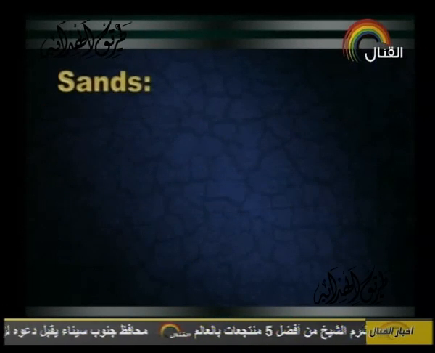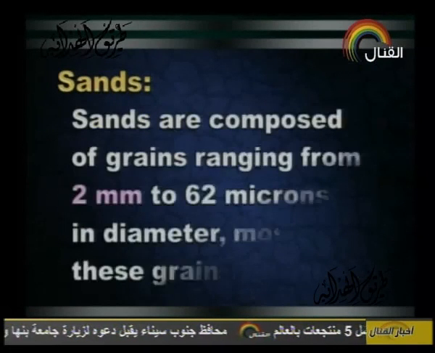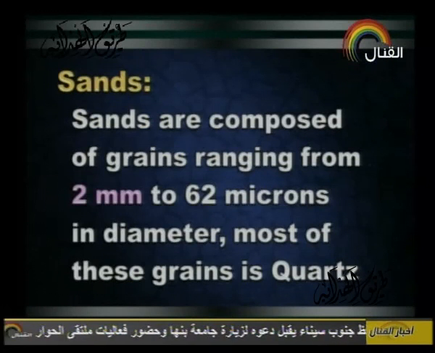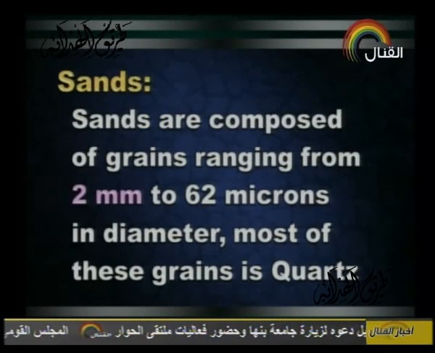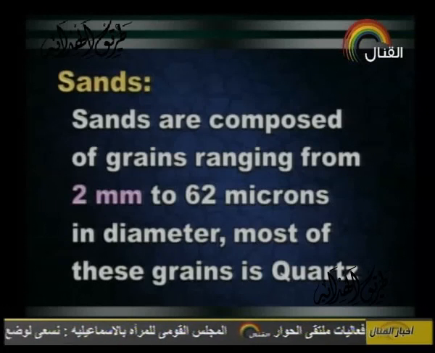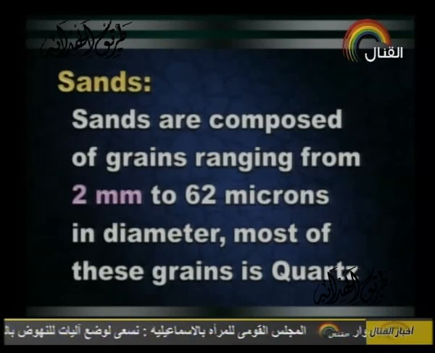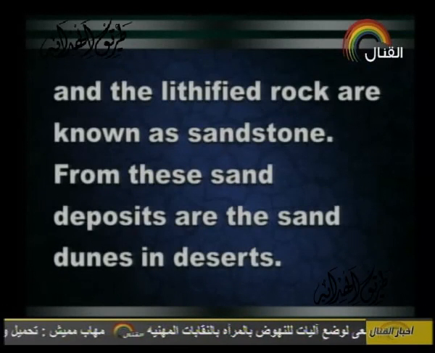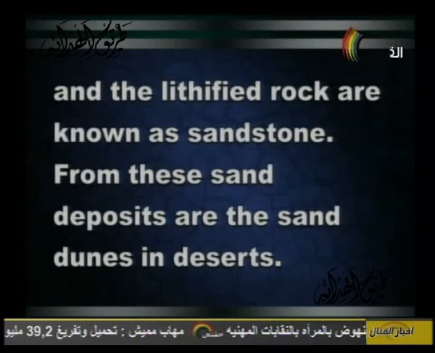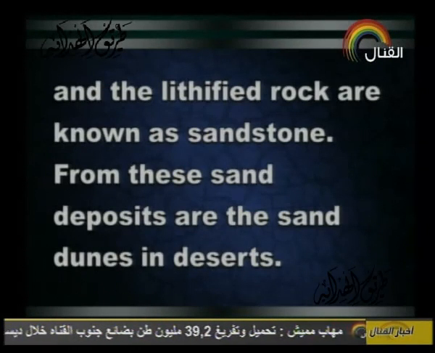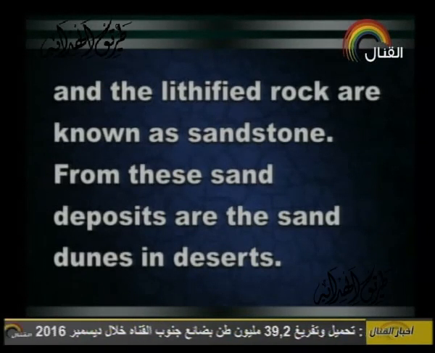The second type is sands. Sands are composed of grains ranging in size from 2 millimeters to 62 microns in diameter. Most of these grains are quartz, and the consolidated rocks are known as sandstone. From these sand deposits are the sand dunes in deserts.